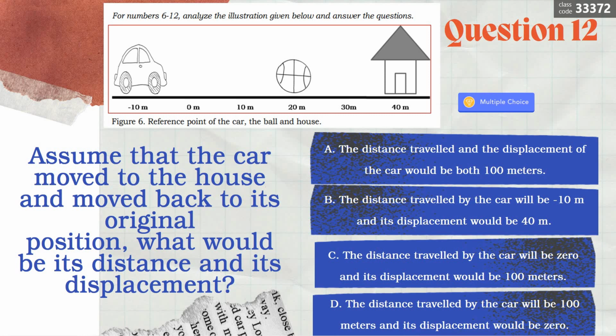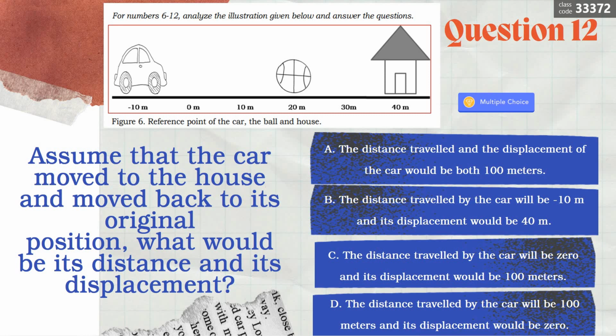Assume that the car moved to the house and moved back to its original position. What would be its distance and its displacement? A. The distance traveled, displacement of the car would be both 100 meters. B. The distance traveled by the car will be negative 10 meter and its displacement would be 40 meters. C. The distance traveled by the car will be 0 and its displacement would be 100 meters. Or D. The distance traveled by the car will be 100 meters and its displacement would be 0.